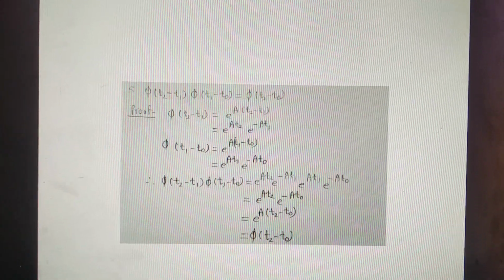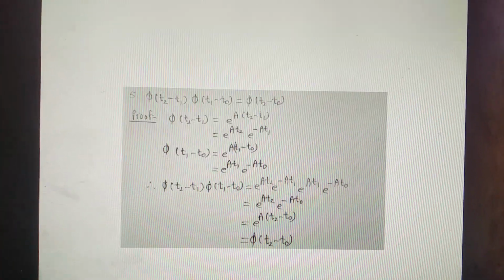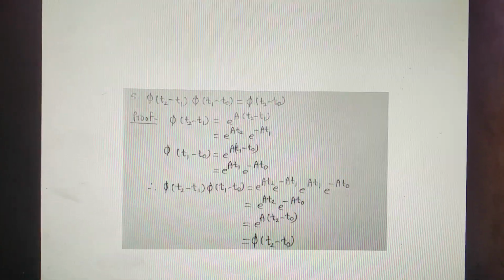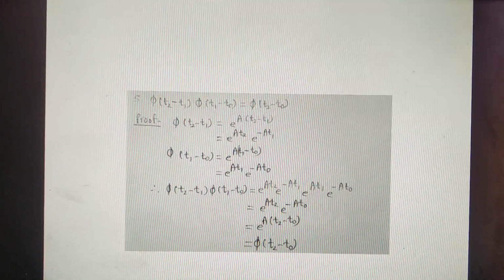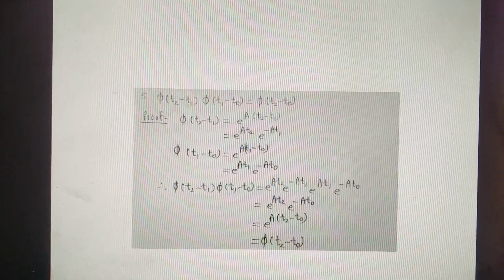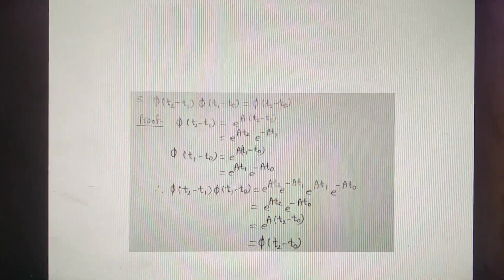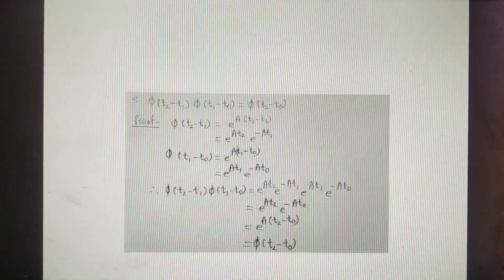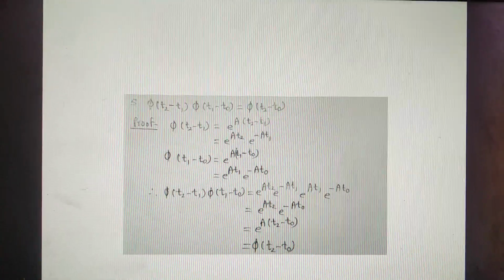We can very well see that e raised to minus at1 into e raised to at1 will get cancelled out because they are having same magnitude but they are opposite in sign. So what is left out? E raised to at2 into e raised to minus at0. It will become e raised to a in bracket t2 minus t0. What is this? It will become phi of t2 minus t0. So the last property of state transition matrix is phi of t2 minus t1 into phi of t1 minus t0 is equal to phi of t2 minus t0.